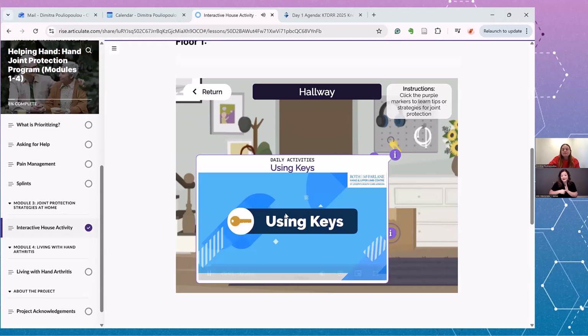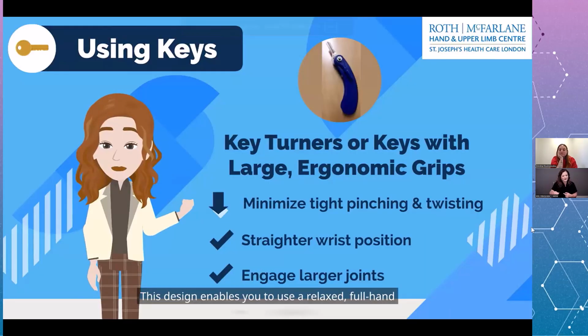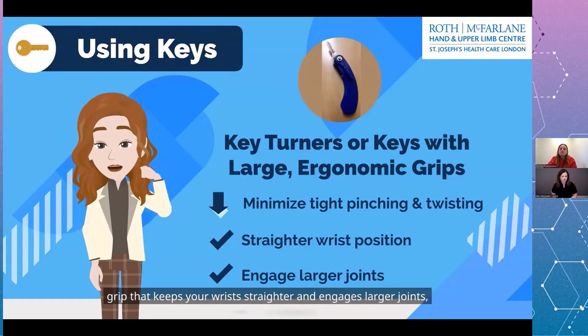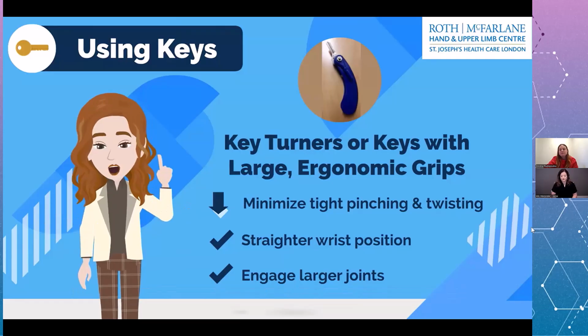Using keys. Key turners or keys with larger, ergonomic grips minimize the need for tight pinching and twisting. This design enables you to use a relaxed, full-hand grip that keeps your wrist straighter and engages larger joints, thus distributing effort evenly and reducing repetitive strain on your fingers.